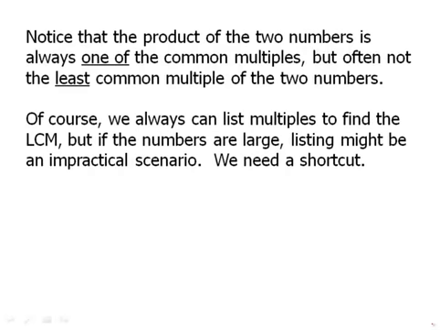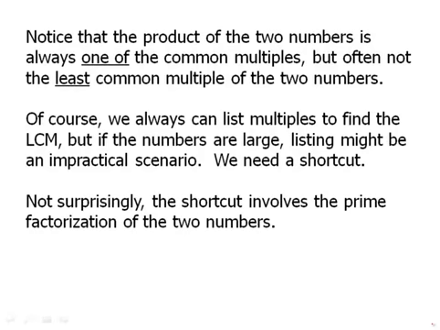Of course, we always can list the multiples to find the least common multiple, but if the numbers are large, listing might be an impractical scenario. We need a shortcut, especially since the test is absolutely not going to ask you to find the least common multiple of 8 and 12. It's going to ask you about 3-digit numbers, so we need some kind of shortcut here. Not surprisingly, the shortcut involves the prime factorization of the two numbers as well as finding the greatest common factor.